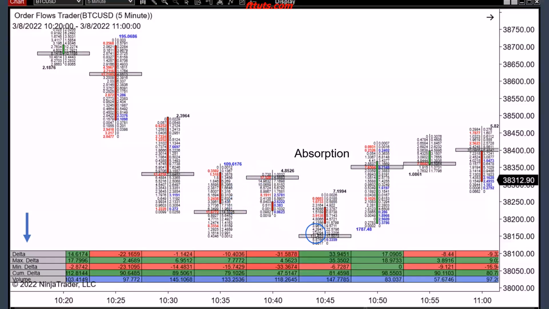You're going to see red bars that sometimes have positive delta. Here's a red candle. So this market is trading down, down, down. Negative delta, negative delta, negative delta, negative delta. But all of a sudden now we've got positive delta.